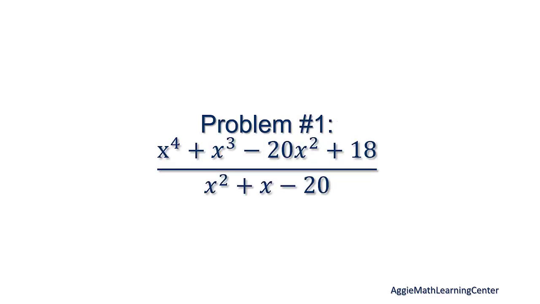The first problem gives us the following: x to the 4th plus x to the 3rd minus 20x squared plus 18 divided by x squared plus x minus 20. We are asked to perform partial fraction decomposition. Pause the video and give the problem a try.